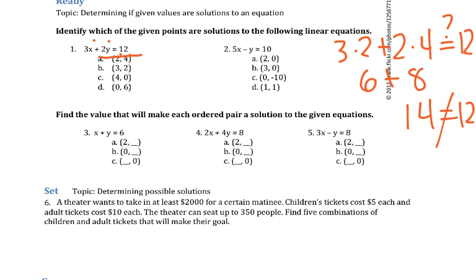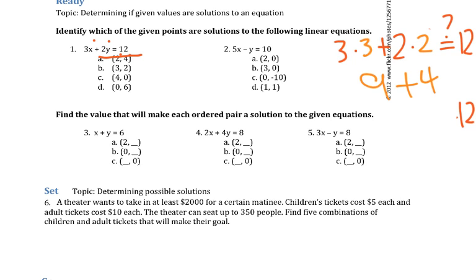Okay. Then we do it for 3 and 2. So change those to be 3 and 2. 3 times 3 is 9. 2 times 2 is 4. 9 plus 4 is 13, which is not equal to 12. So we eliminate that one too.